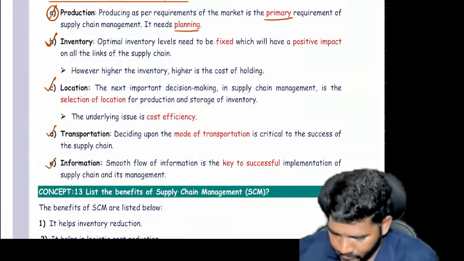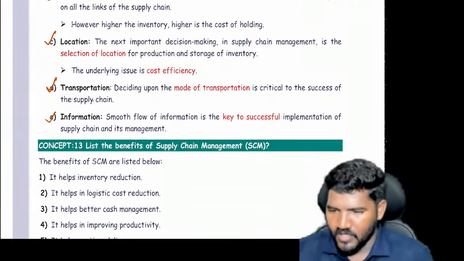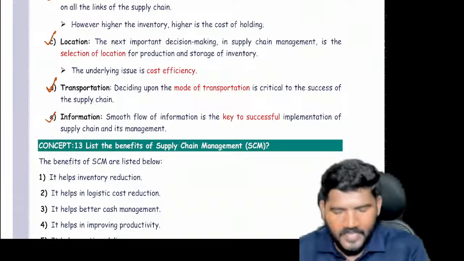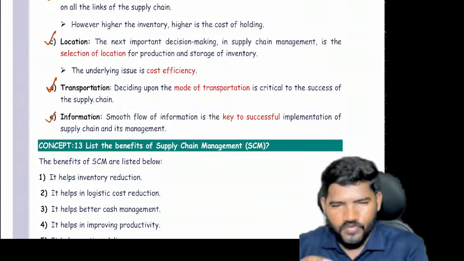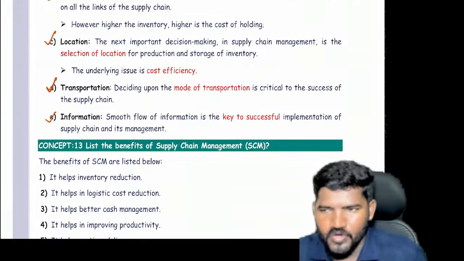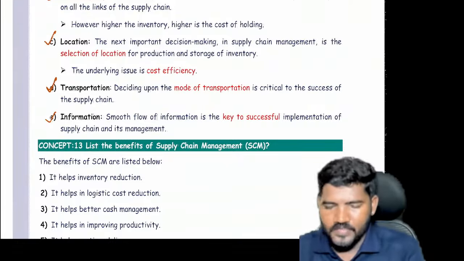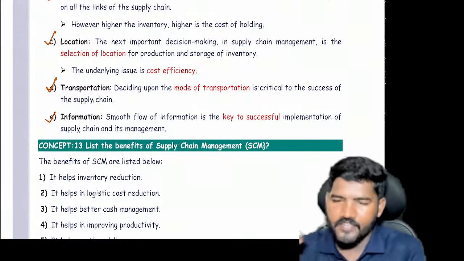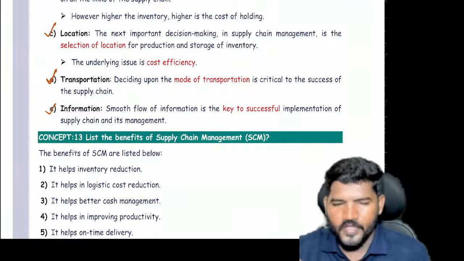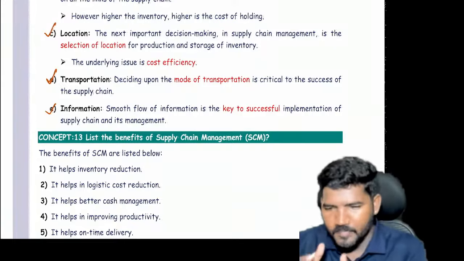So next, after location, transportation. The mode of transportation is a very important thing. For example, if you use airways, it takes less time for commodity transportation. If you take a vessel, it will take more time. If it is road transportation, it will take less time. For foreign countries, we use airways or waterways. But within India, within the country, we prefer a good transportation system. If there is no good transportation system, then also the supply chain will break.